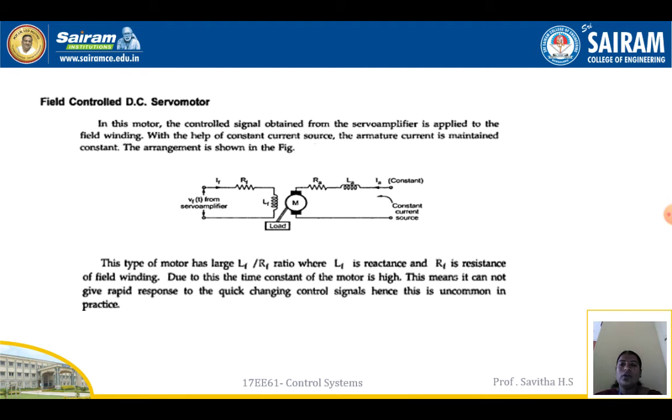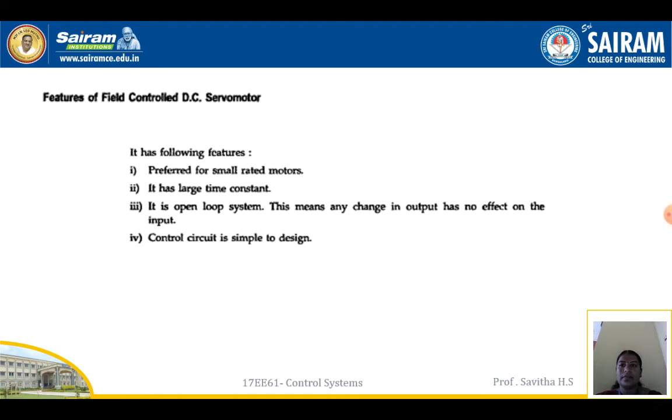Field control DC motor. In this motor, the control signal obtained from the servo amplifier is applied to the field winding. With the help of a constant current source, the armature current is maintained constant. The arrangement is as shown in the figure. This type of motor has a large LF by RF ratio, where LF is the reactance and RF is the resistance of the field winding. Due to this, the time constant of the motor is high. This means it cannot give rapid response to quickly changing controls. Hence, it is uncommon in practice.